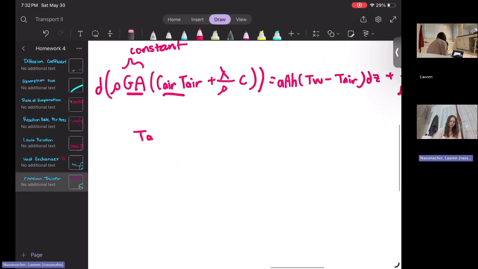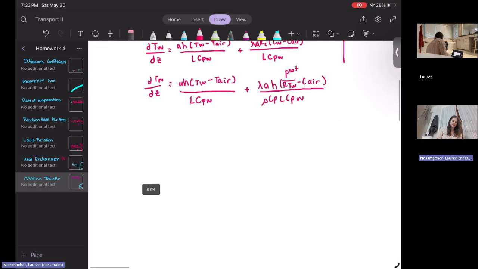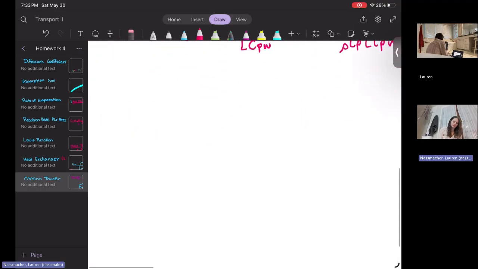So the temperature of air with respect to change in position is equal to the area A divided by density, superficial velocity, and concentration of air. That's what I'm looking for. Multiplied by temperature of water minus temperature of air. And let's just write all these down, and we'll make it all nice so you can see the final of each one.